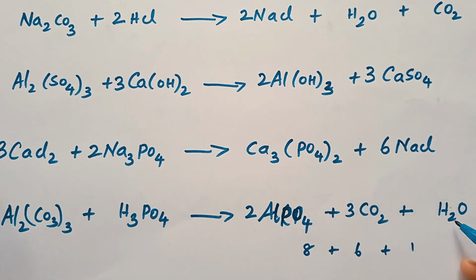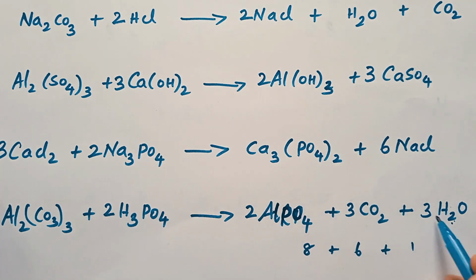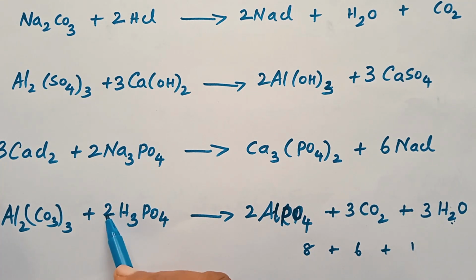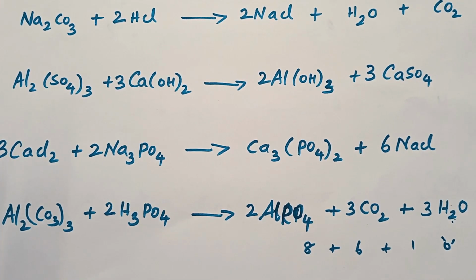Okay. So first we'll go for hydrogen. Here it is 2. Change it into 3 so that it becomes 6. Change it into 2. So it becomes 2 into 3, 6. So now hydrogen is balanced. Now we check for oxygen. 2 into 4 times is 8. 8 plus 9 is 17. Here also 17 oxygen atoms are there. So it is balanced. Okay, all the elements are balanced now.